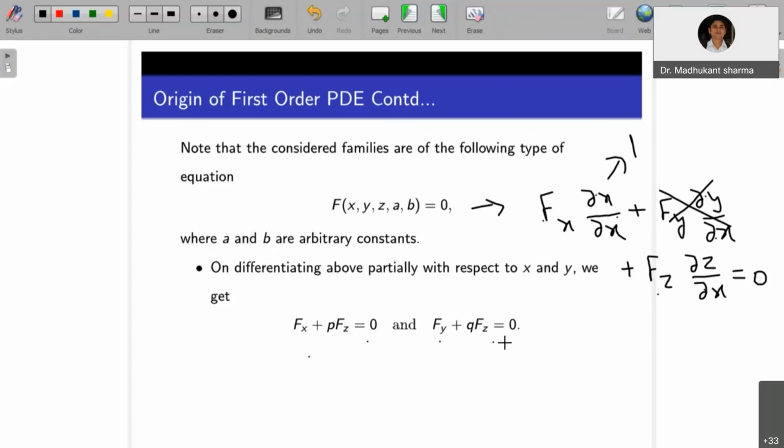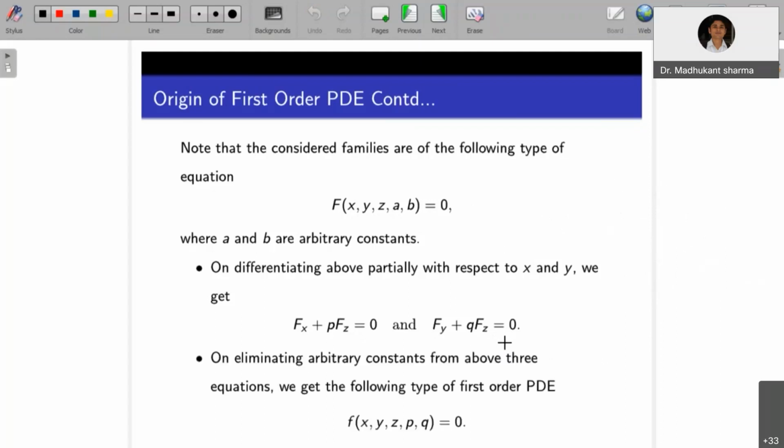Now the next step is to eliminate the arbitrary constants A and B from the above three equations, and find the associated first order PDE in the following form, where these arbitrary constants will not occur again. How to eliminate these arbitrary constants will come through practice.